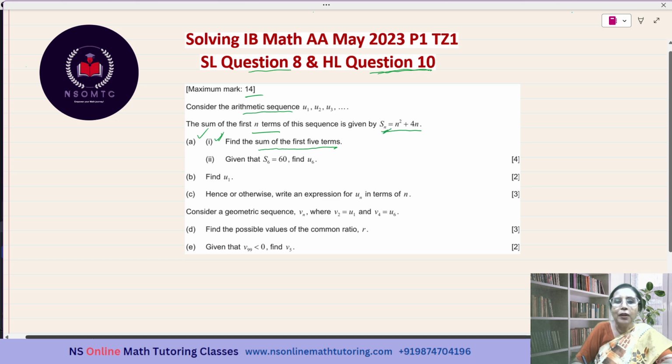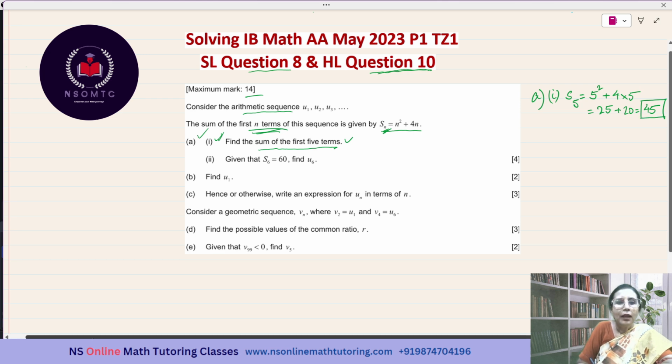N stands for the number of terms. Sn is the sum of the first n terms, and we are required to give the sum of the first 5 terms. So n will be equal to 5. So S5 equals n squared, which is 5 squared, plus 4n, that means 4 times 5. 5 squared is 25 plus 5 times 4 is 20. So this is equal to 45.